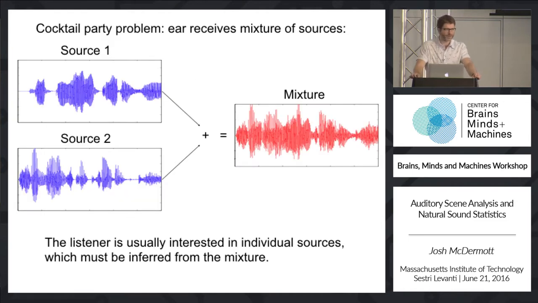So the auditory scene analysis problem that is most commonly studied, that many of you may have encountered previously, is what's known as the cocktail party problem. And this refers to the fact that in a lot of situations in the real world, your ear receives a mixture of more than one source. So this would be one example.